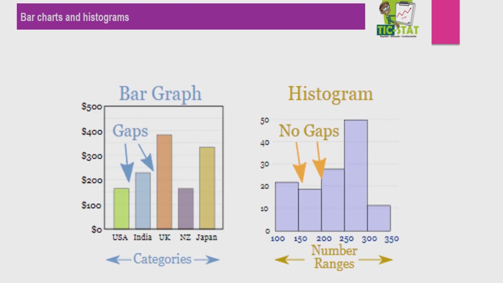Here is some example. As you can see on the left side, you have a bar graph showing discrete values. Between each bar, you have gaps. On a histogram, we don't have gaps.